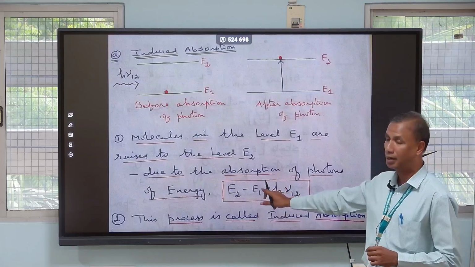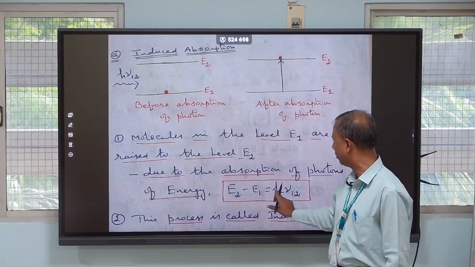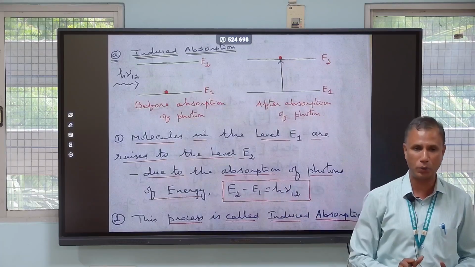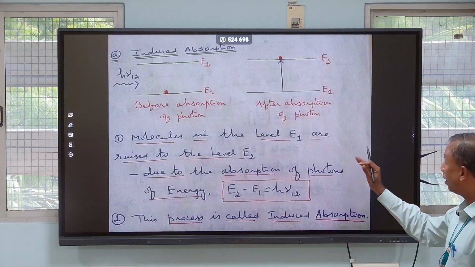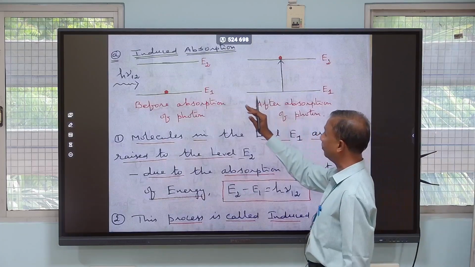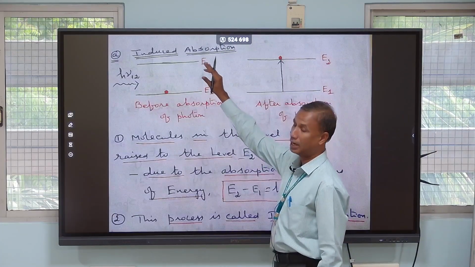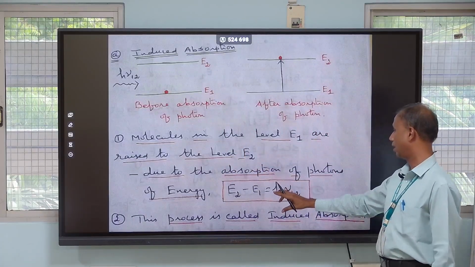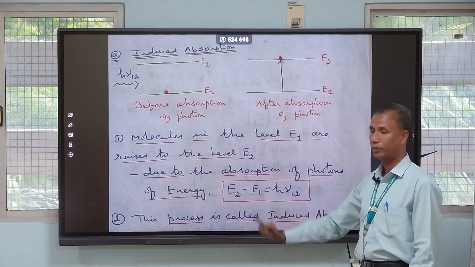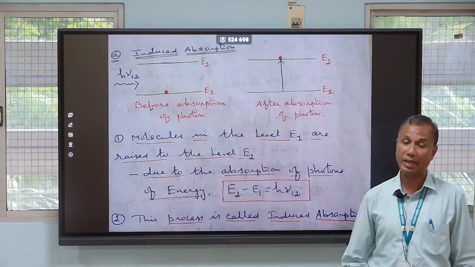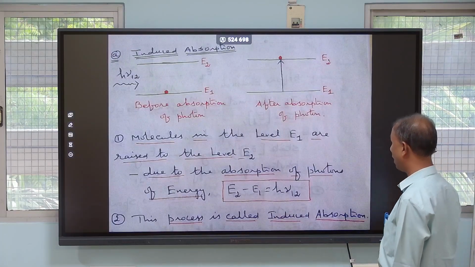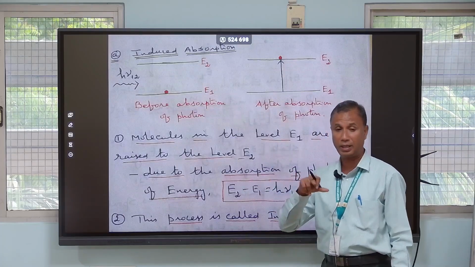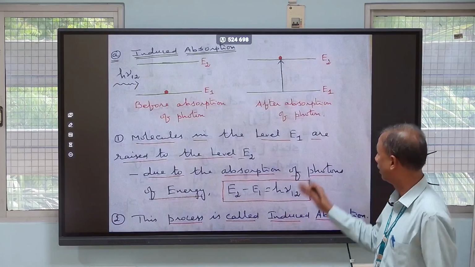So the energy difference delta E, E2 minus E1, is nothing but h nu 12. What is nu 12? You are promoting a system from energy level 1 to energy level 2. In order to symbolize the transition, you can call it h nu 12. So this process is called induced absorption. Now you understand what induced absorption is and what the energy equation for induced absorption is.